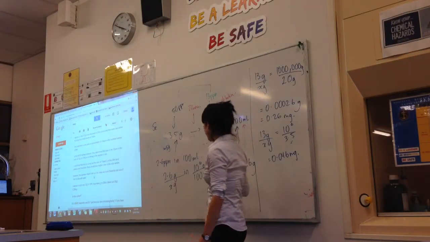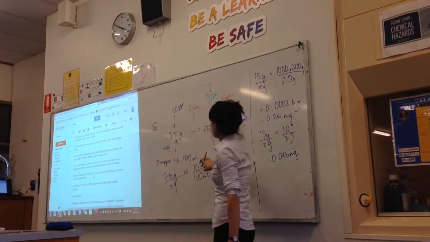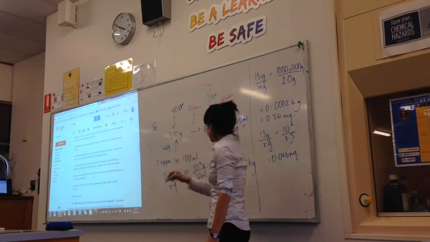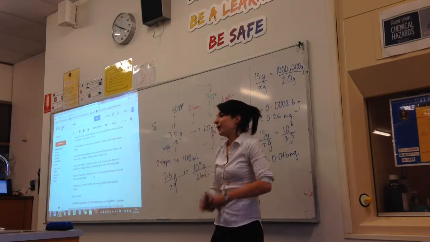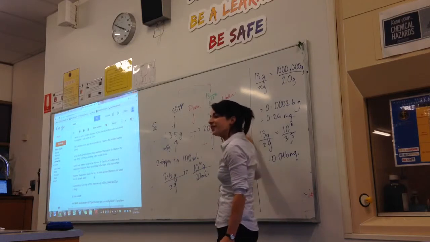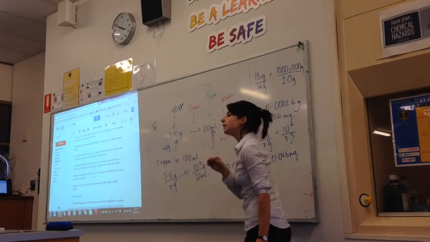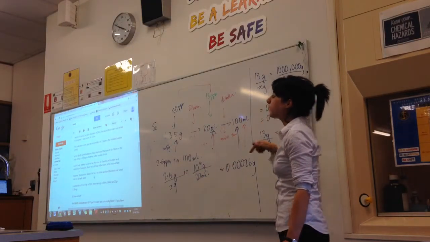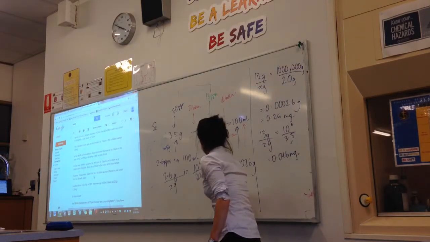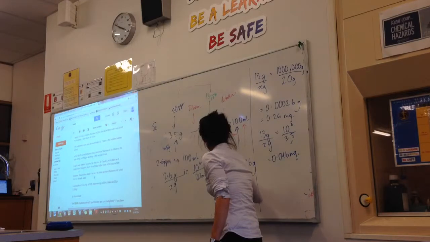But one thing you can't do is 2.6 grams in 10 to the power 6 grams, X grams in 20 mil. Why can't you do that? Because it's not the concentration there. It's the concentration there. You've got to be careful. You can only use the ratio with the volume that the concentration is in. So write that in: only use volume where conc is in.